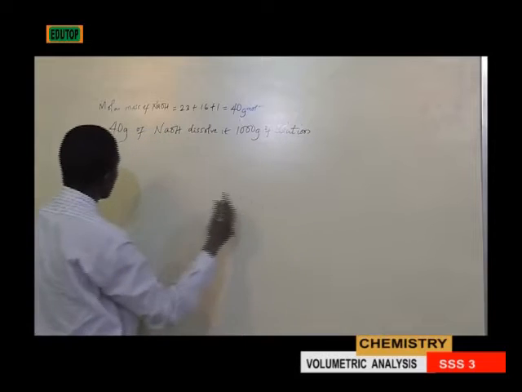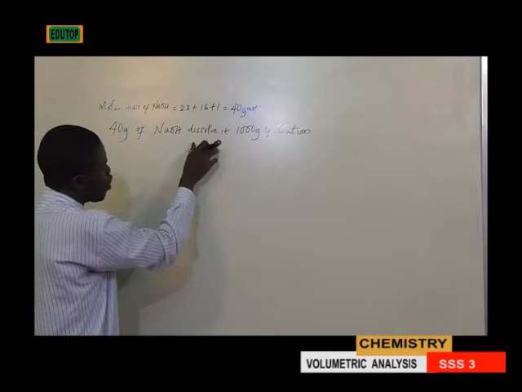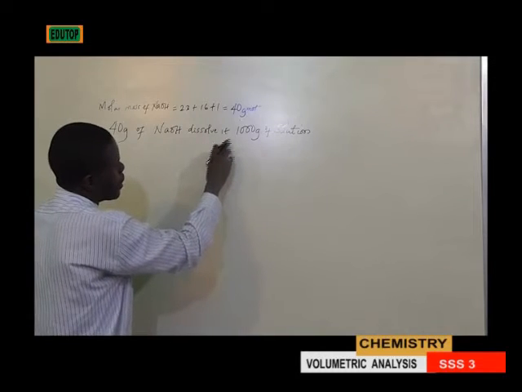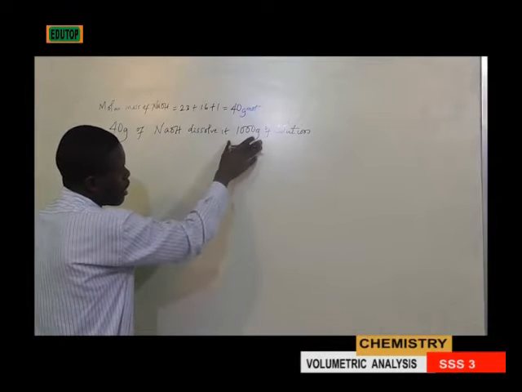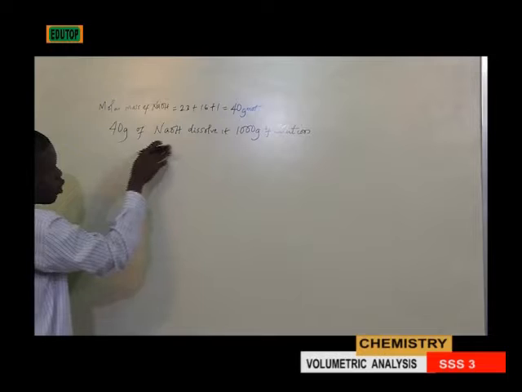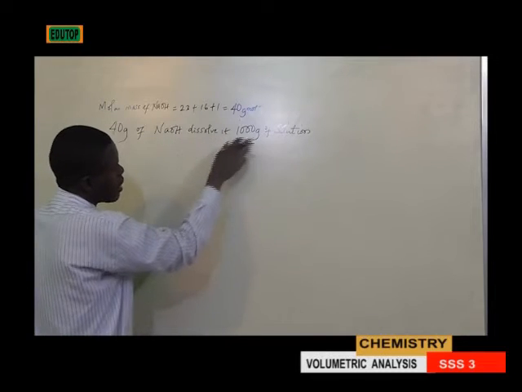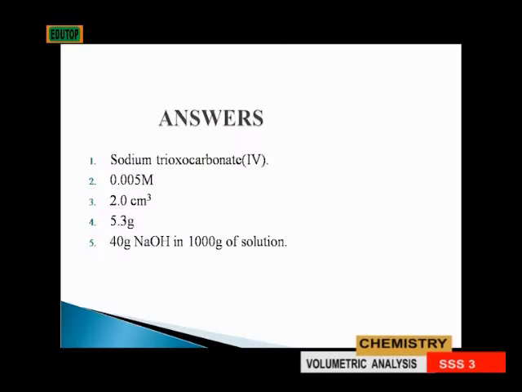So the answer to this question is 40 grams of sodium hydroxide dissolved in 1000 grams of solution. And if it is required in volume, then it will be 40 grams of sodium hydroxide dissolved in 1000 cm³ of solution. So the answer to this question is 40 grams of sodium hydroxide dissolved in 1000 grams of the solution.